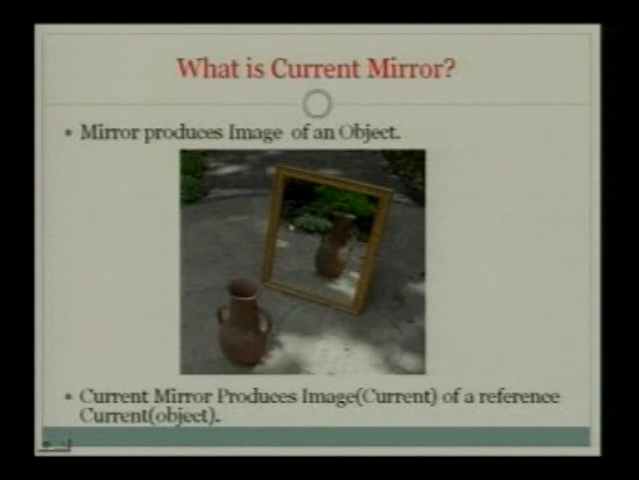Mirrors produce the image of an object. So here you can see the mirror. There is the object. The image is there. But the current mirror produces the image of the current. I mean, it produces an image which is a current of a reference current, which is the object for that. So this will be a reference current, which is a highly stable current source, and it will produce an image that will be fed to other circuits in our total design.